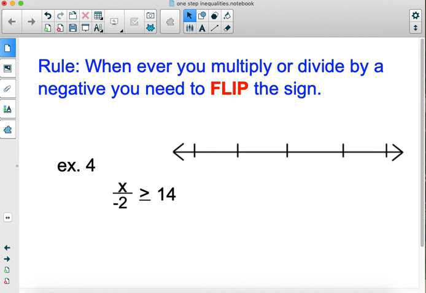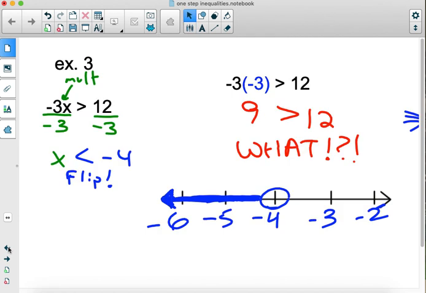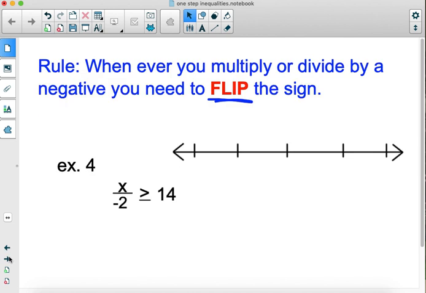Equal to, so it'll be closer. And whatever you multiply by a negative flips. No, because you did it from the side. Whenever you multiply by a negative, the sign flips. It means if it's going greater than, it becomes less than. On this one, it's going greater than or equal, so it's going to go the other way.